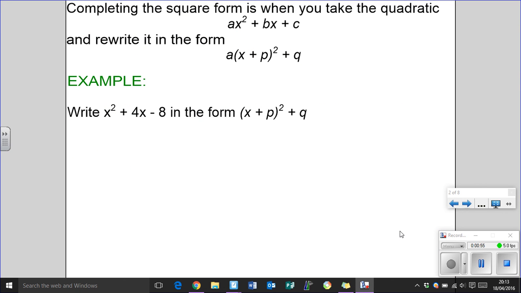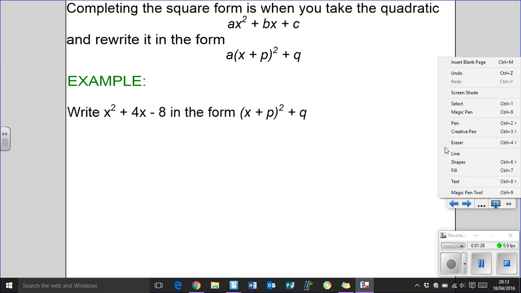So completing the square form is when you take the quadratic ax squared plus bx plus c and rewrite it in the form a(x plus p) all squared plus q. Okay, and a will always be 1 at National 5 level. When you move into Higher, a will not be 1, but at National 5 level, a is always 1. So there we have an example here. We have x squared plus 4x minus 8, and we want to write it in the form (x plus p) all squared plus q.